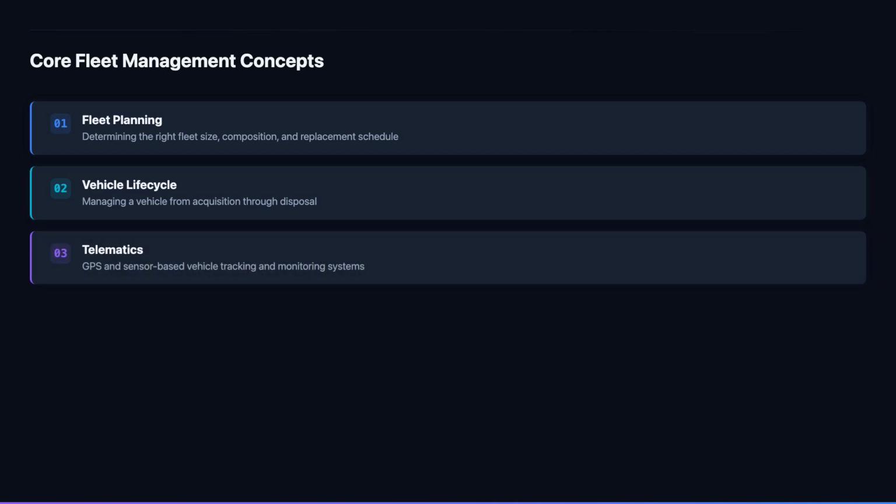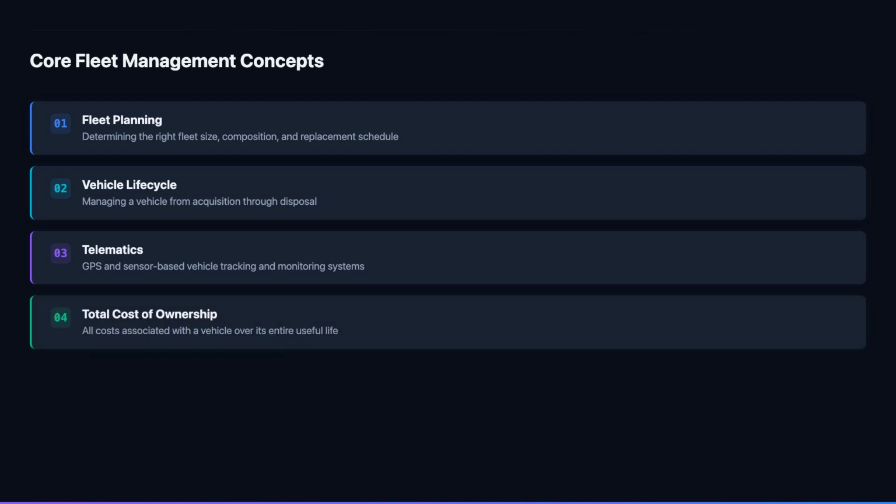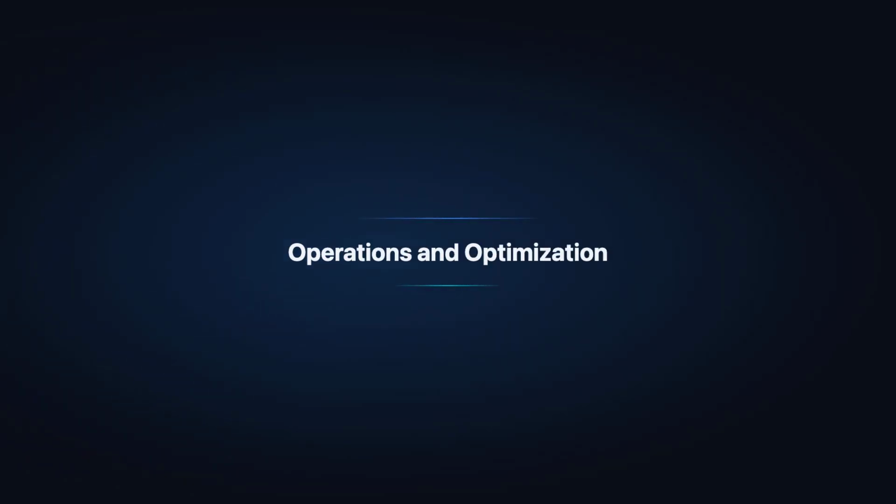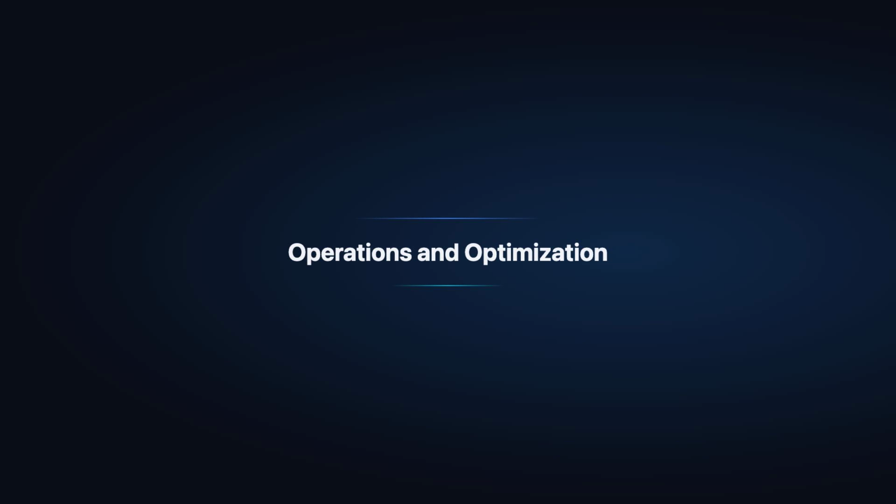Telematics gives us real-time visibility into vehicle location, performance, and driver behavior. TCO analysis ensures we consider acquisition, fuel, maintenance, insurance, and disposal costs together. Now let us explore the operational strategies that keep fleets running efficiently and cost-effectively every day.